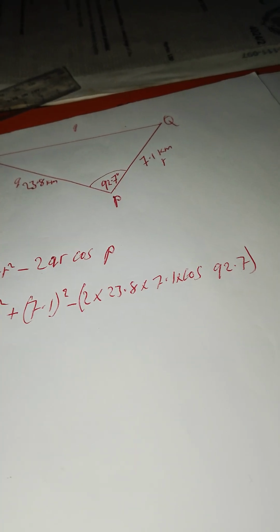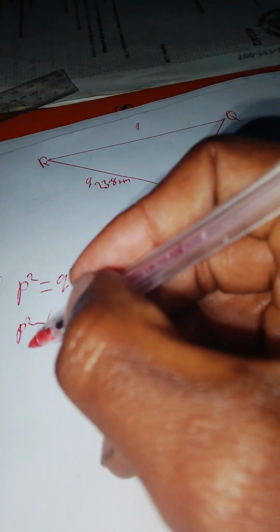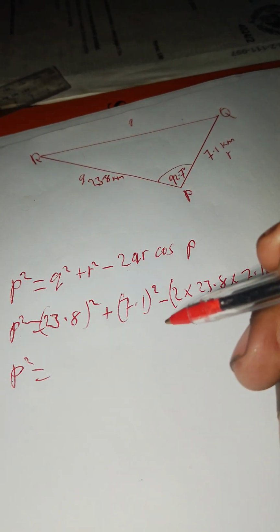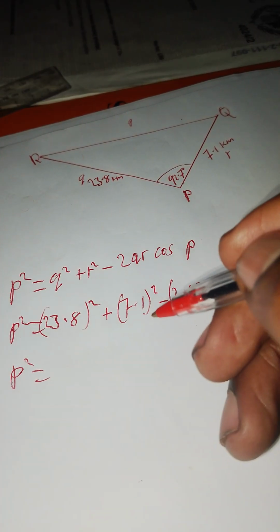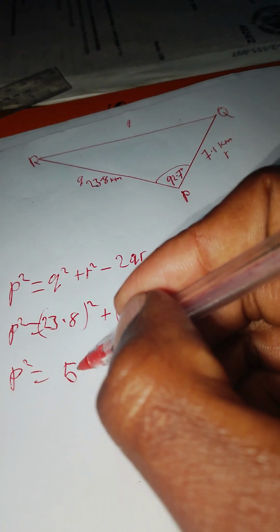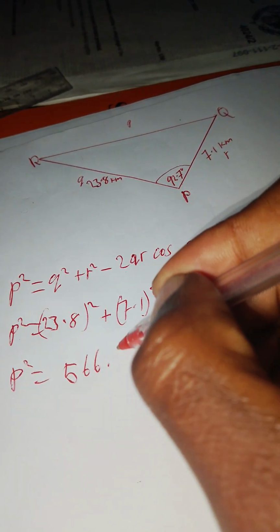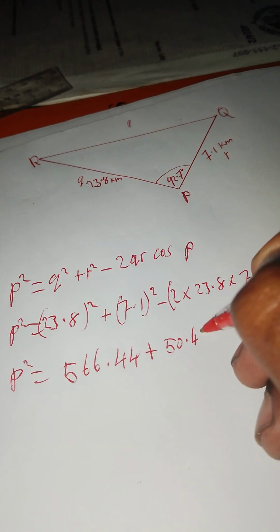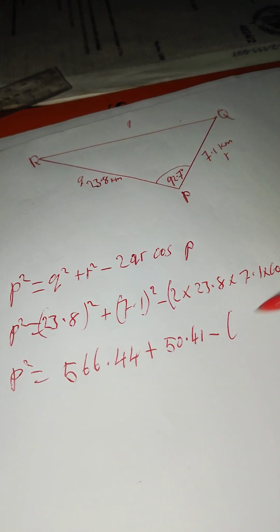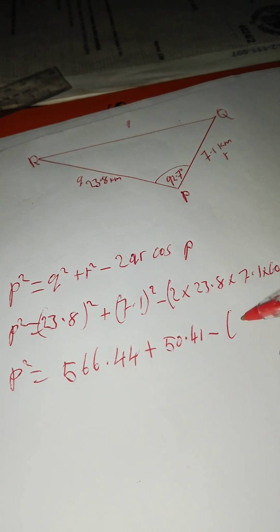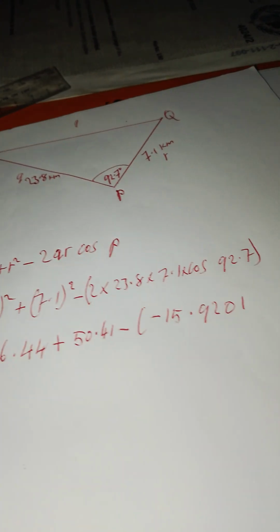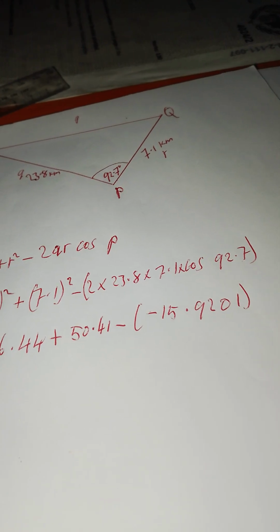Okay, so P squared is equal to, when you square 23.8, you're going to get 566.44, plus this one squared, you get 50.41, minus, punch all this in your calculator, you're going to get negative 15.9201. Negative 15.9201, like that.